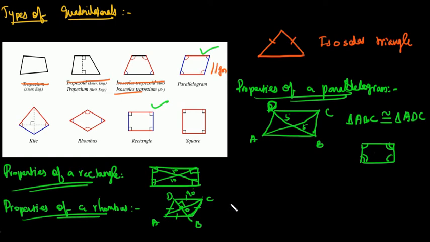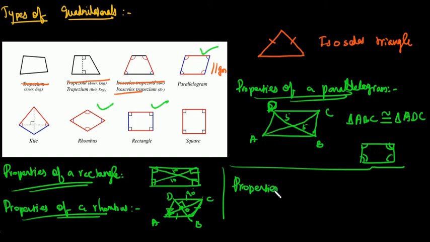The diagonals bisect the angles of a rhombus. So that means if you have a whole angle here, this diagonal splits the angle into two halves. So this angle and this angle are equal. These two angles are equal. So we are going to see one more, the properties of a square. We have finished the rhombus.